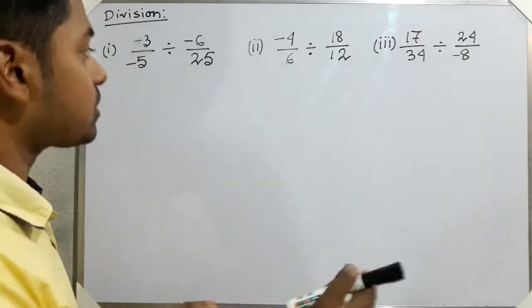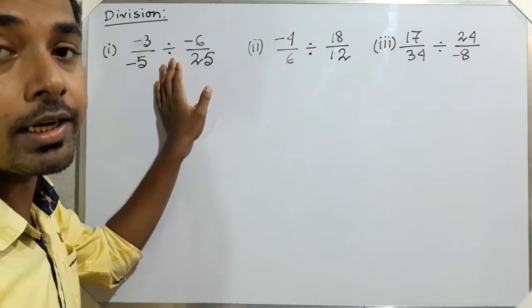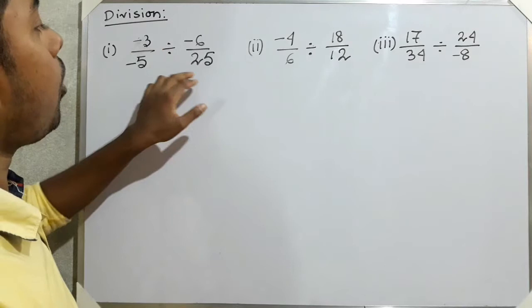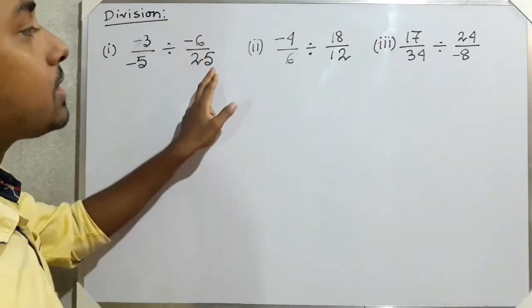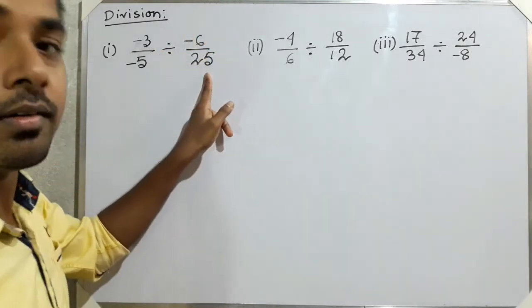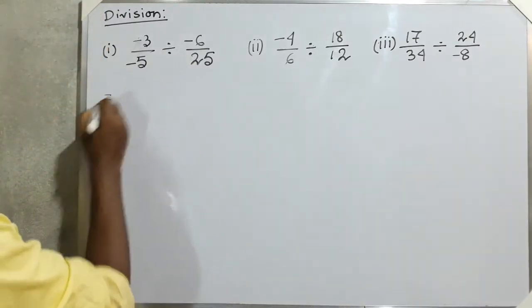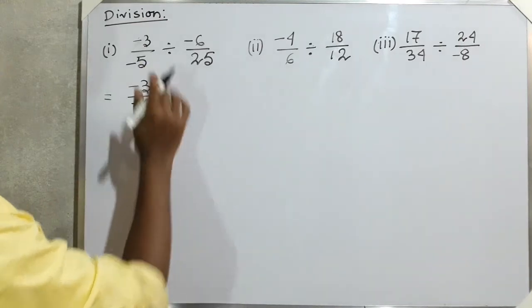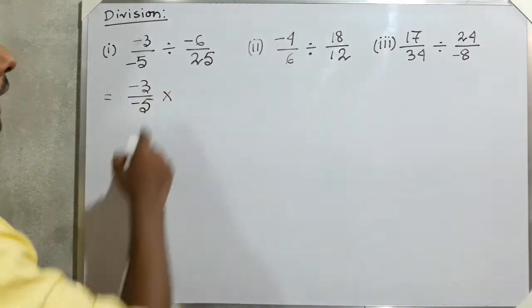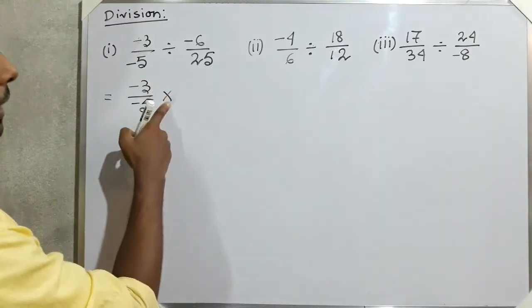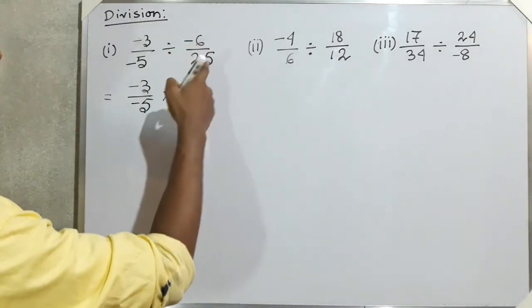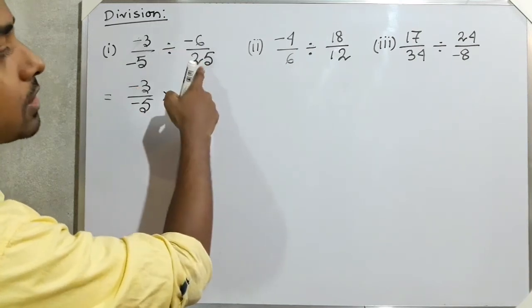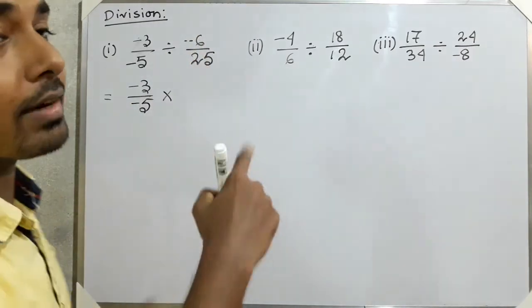So what do we have to do? First of all, you have to convert the division sign into multiply, and then we have to take the reciprocal of the rational number which is just after the division sign. Clear? Suppose question number 1 I am doing. So minus 3 by 5 will be the same as it is. Then this division sign you have to change into multiply, and after changing it, the rational number which is lying just after the division sign, you have to take its reciprocal.